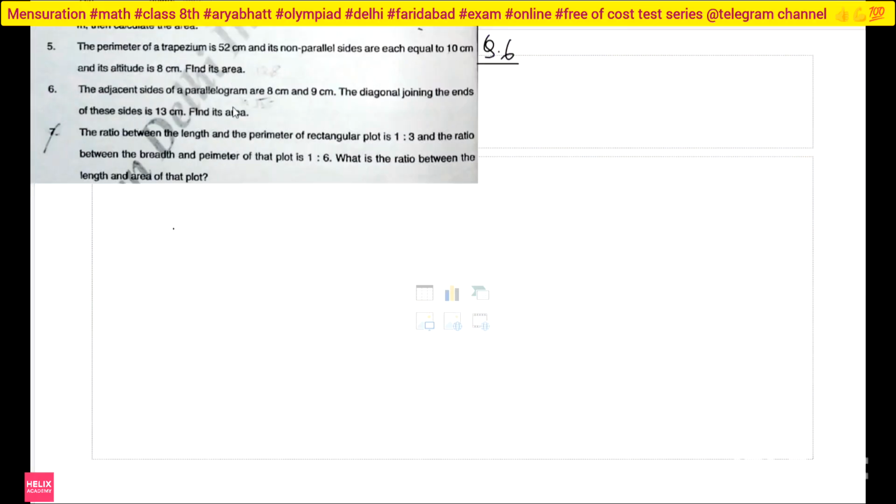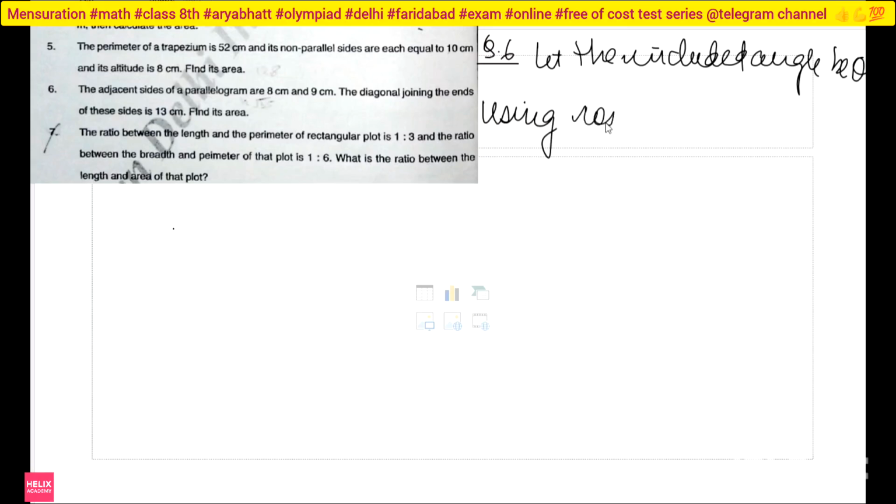See, next question, the adjacent sides of a parallelogram are 8 and 9 centimeter. The diagonal joining the ends of these sides is 13 centimeter. Find the area. They are given the adjoining diagonal also. So we will use the cosine formula for the diagonal. Since they are including the angle theta, I will say let the included angle be theta, and use the cosine formula of the diagonal.